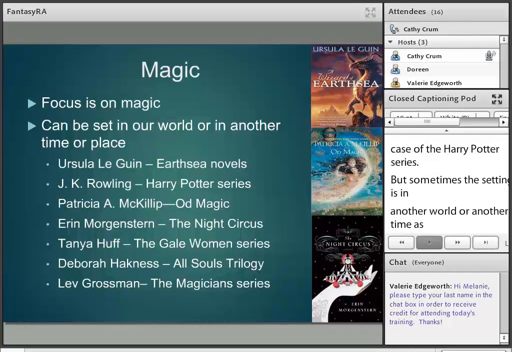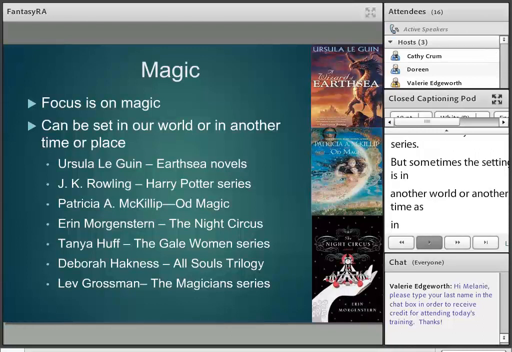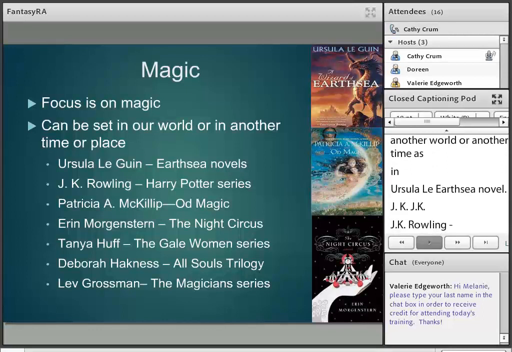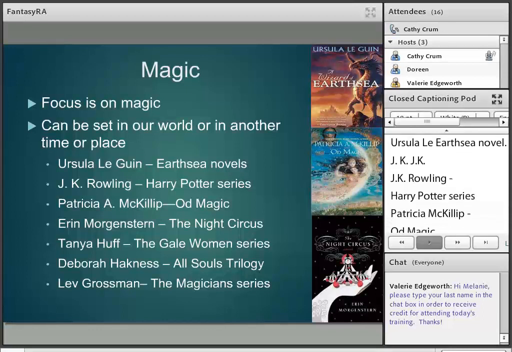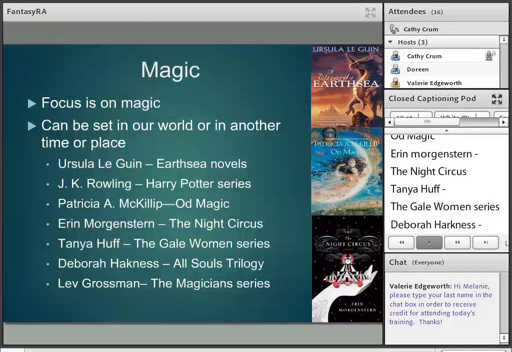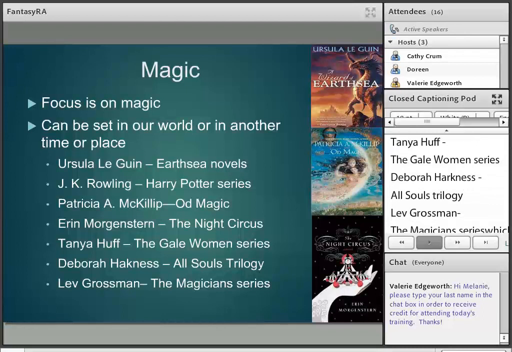Some other examples of this subgenre are Patricia A. McKillip's Od Magic, Erin Morgenstern's The Night Circus, Tanya Huff's Gale Women series, Deborah Harkness's All Souls trilogy, and Lev Grossman's The Magicians series, which is also a series on the Sci-Fi Channel.